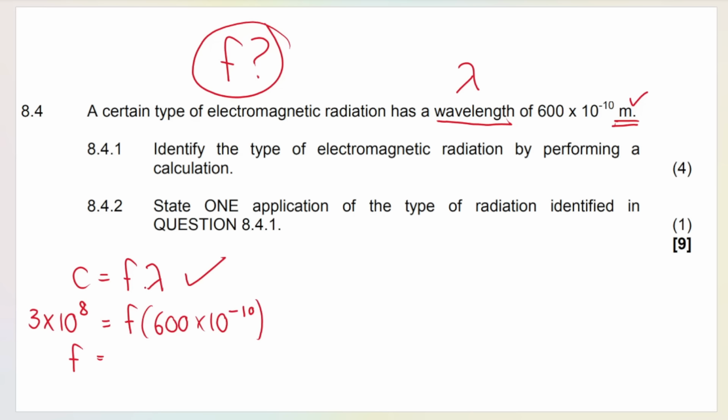So please solve properly. We are multiplying by frequency over here. So when we take this over, we need to do the inverse operation, which is divide. So we say 3 times 10 to the power of 8 divided by 600 times 10 to the power of negative 10. So do that on your calculator quickly. And we get 5 times 10 to the power of 15 hertz. So this is where you get your marks. You get a formula mark, then a substitution mark, an answer mark, but then you must still identify the type of electromagnetic radiation.